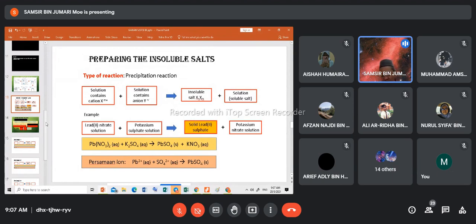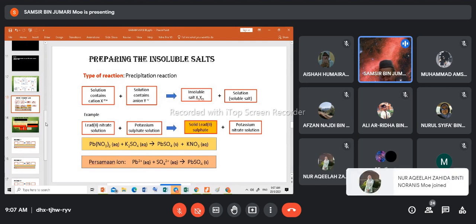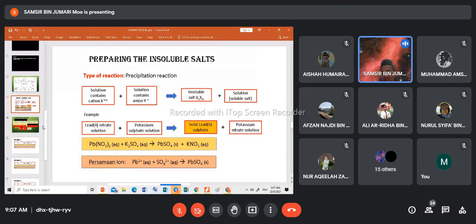Okay, from your module, question number 1, page 151. That is the SPM format regarding the preparation of the soluble salts other than absorbed salts. Okay, yang itu tu. Tak ada masalah.